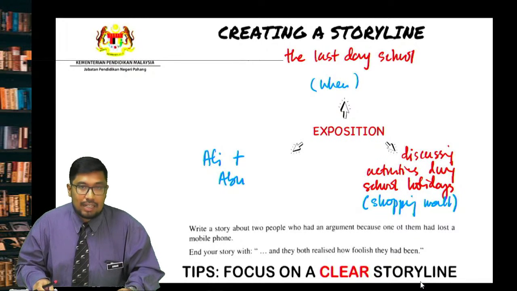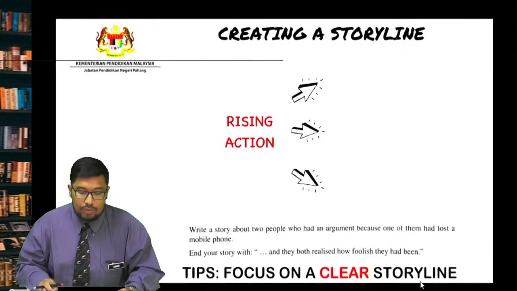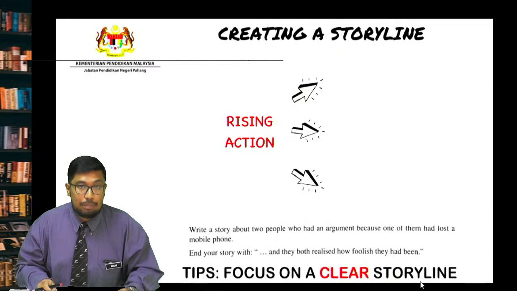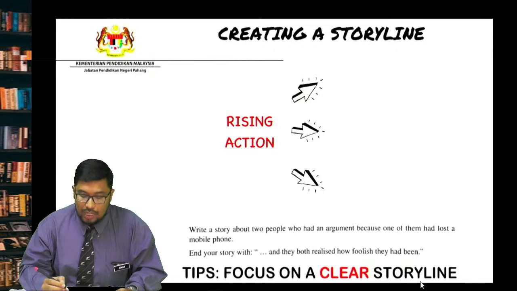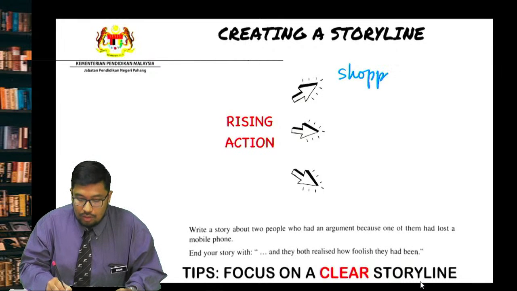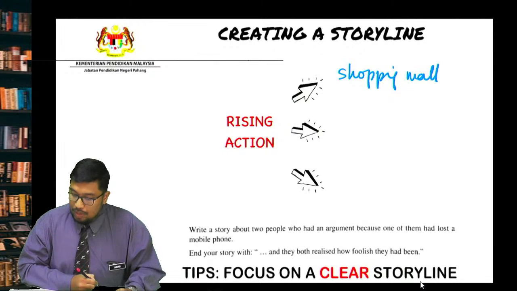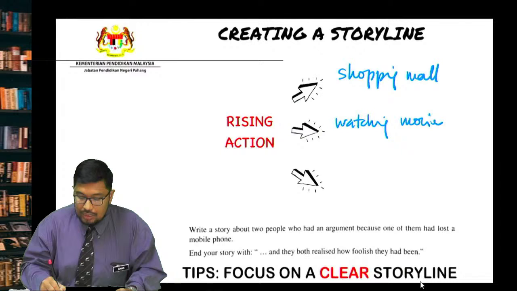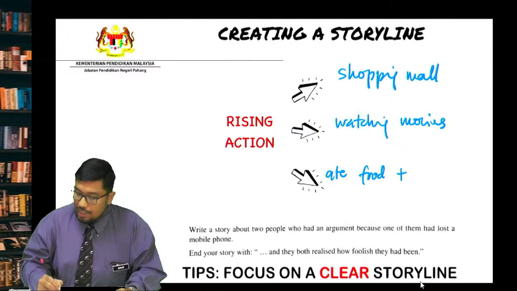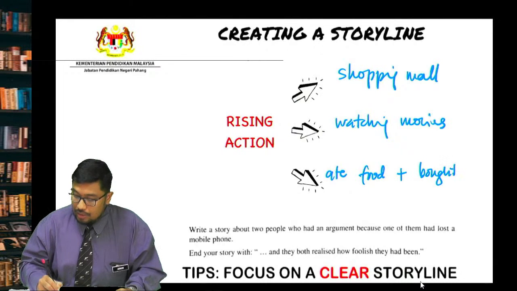Before you move on to the climax of the story, make sure you develop what happens before that. So that can be put in the rising action. Remember just now they planned to do some activities at the shopping mall. Now, in the rising action part, you can write what they do at the shopping mall. So we write shopping mall here. So what were the activities that they did at the shopping mall? Firstly, maybe you can say that they went to watch some movies. All right. And next, maybe they ate food. And also, as students, they also bought some.